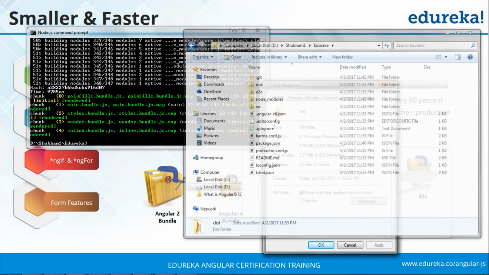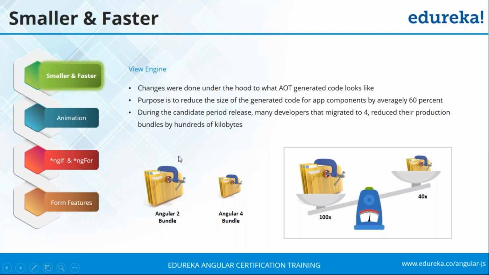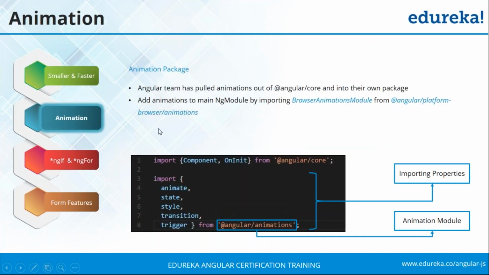This is the difference. As you can see, guys, the bundle size has decreased, but as this is a small project, or you can say a demo project, you can't see that much effect or that much difference. So are we clear with this smaller and faster part, guys? Okay, so everyone is pretty much clear. Let us move to our next topic, which is animation package.